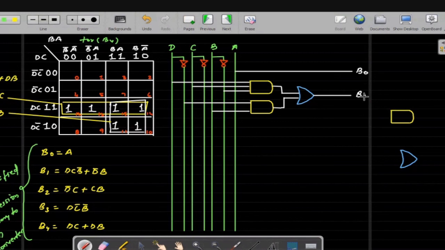So again, to implement the B2 expression, we have two product terms which will be implemented using two AND gates. So let me take it from here. And of course one OR gate is also required. So I'm going to use that.